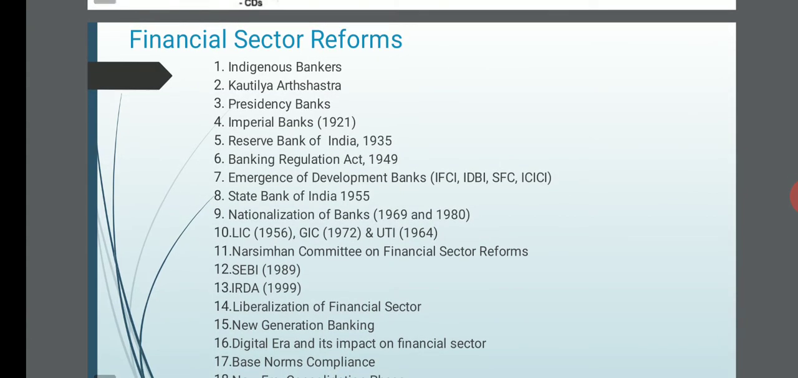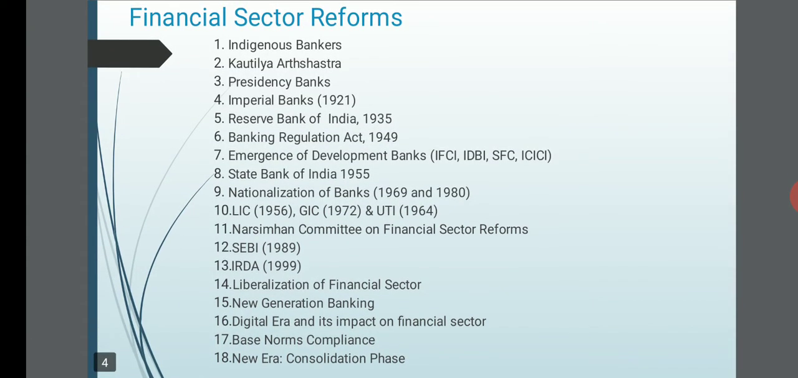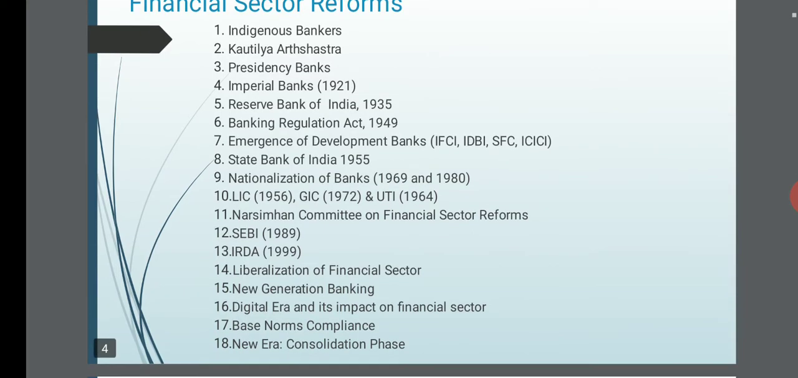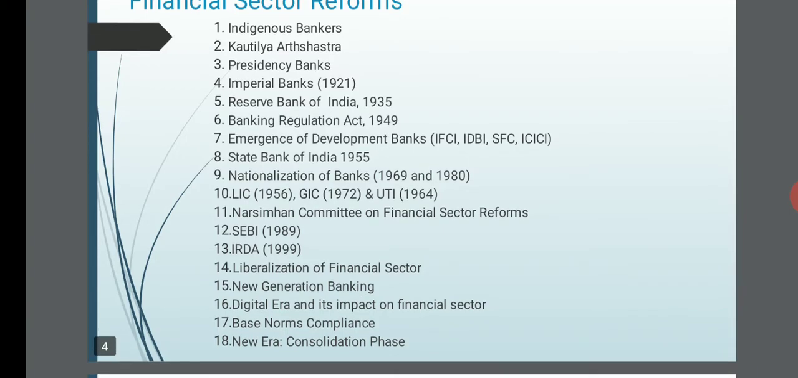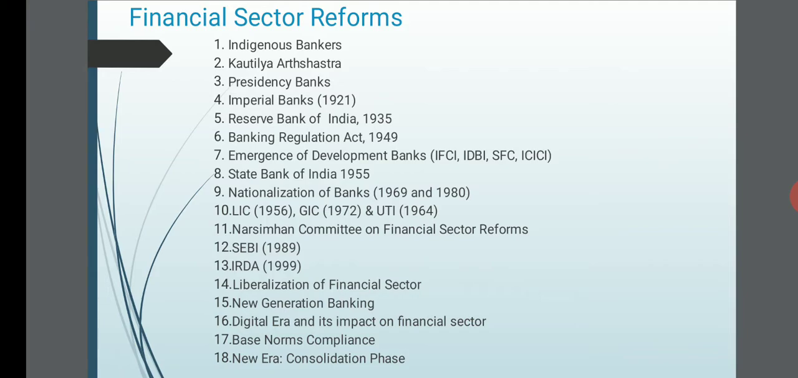Financial sector reforms. If we look into the emergence of the financial sector in India, it can be divided into 18 parts. First one is indigenous bankers. From time immemorial, there were indigenous bankers in India. Indigenous bankers means bankers who were not regulated, like we used to have sahukars and zamindars who used to lend to the farmers. Then in Kautilya's Arthasastra, we get the reference of finances, and the importance given to finance was very high. It is also a book or treatise on economics.